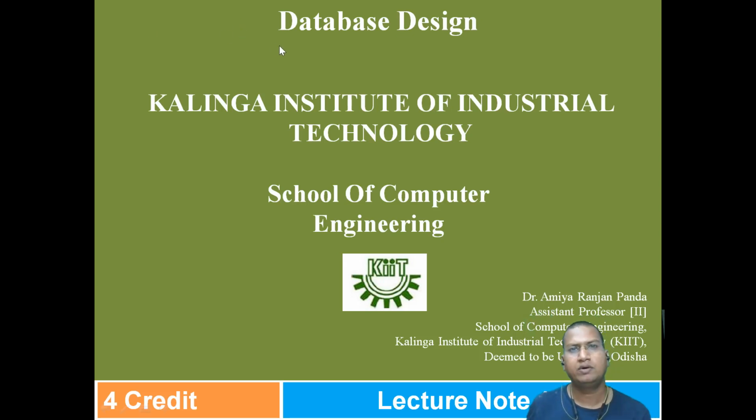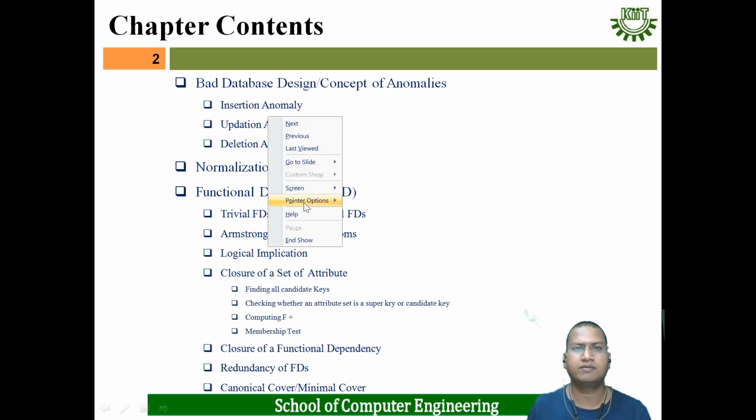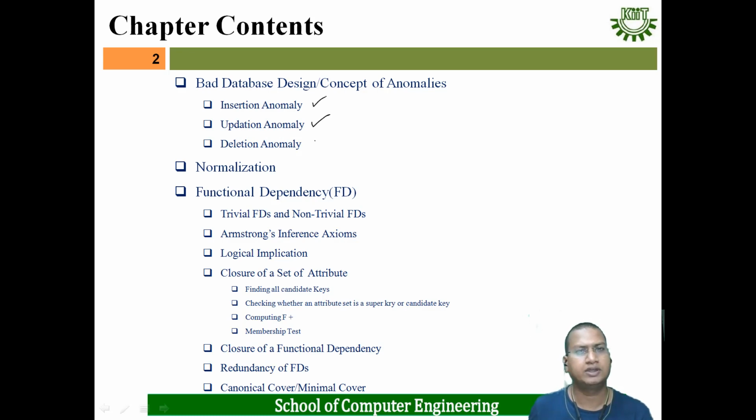Okay, now we'll discuss database design. These are the chapter contents. First, we will discuss bad database design, or the concept of anomalies. Generally, in databases, three kinds of anomalies are possible. One is the insertion anomaly, another is the updation anomaly, and another is the deletion anomaly.